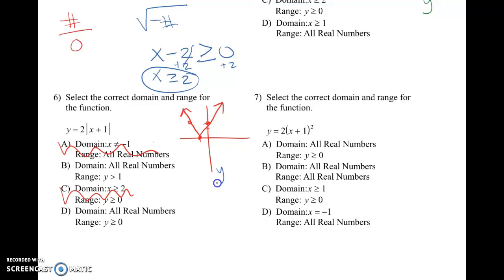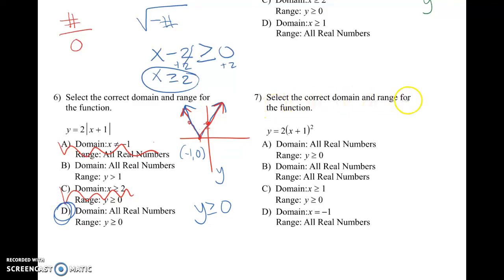Now for y, let's think about our y values. Here our y value is 0, because that's the point -1, 0. And from there it just goes up, right? So we know that y has to be greater than or equal to 0. So that's D.